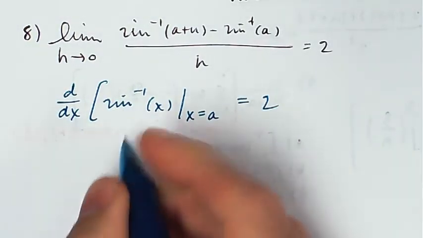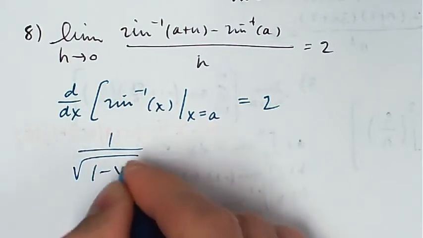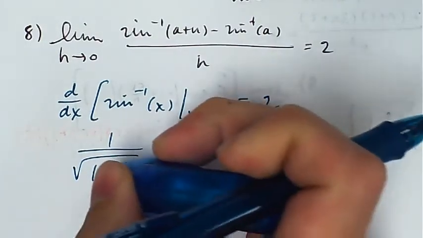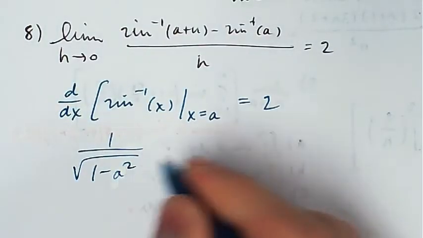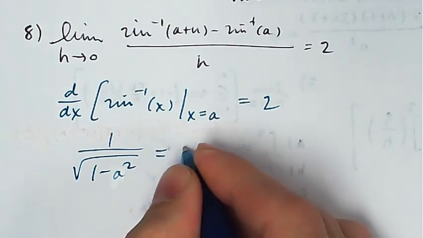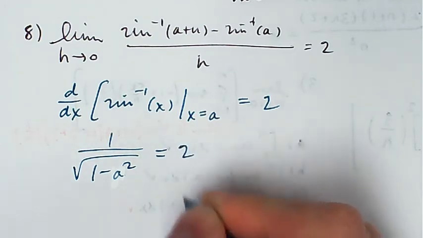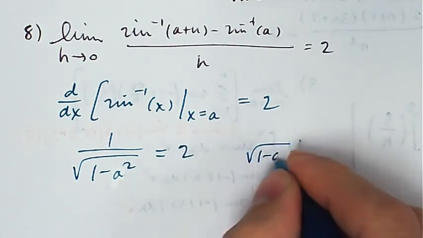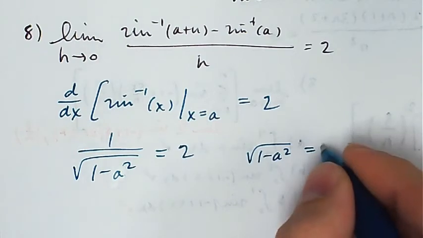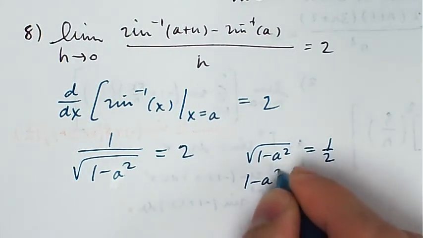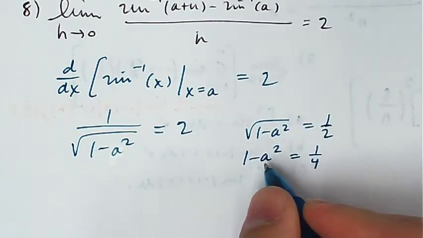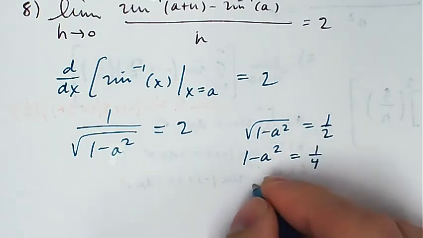Well, I have a formula for the derivative of inverse sine of x. That's 1 over the square root of 1 minus x squared, where x is equal to a. So maybe I should do that right now. Equals 2. Yep. So really I can just flip both sides and say the square root of 1 minus a squared is equal to a half, meaning 1 minus a squared equals 1/4. If I take 1 and I lose some amount and I have a quarter left, that's because I lost 3/4.